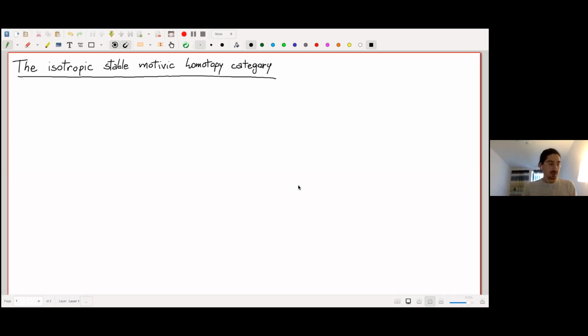Okay, cool. So today we would like to talk about this isotropic, stable, motivic, homotopic category. In particular, I will briefly present the construction and the main properties of this category, and then I will move to some structural results about it. I will explain what is the structure of the endomorphism of the unit object inside this category, and then maybe say a few words about the cellular part of this category.